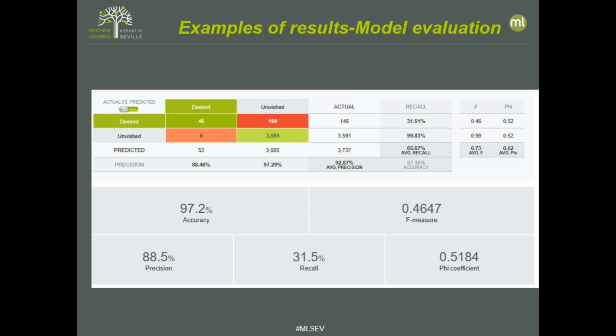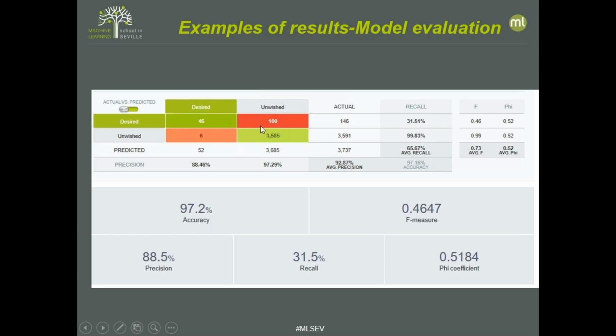This is the first example of a result that was found with one of the models, and this is the evaluation. So let's explain the coding here. Green values in the lines show reality.